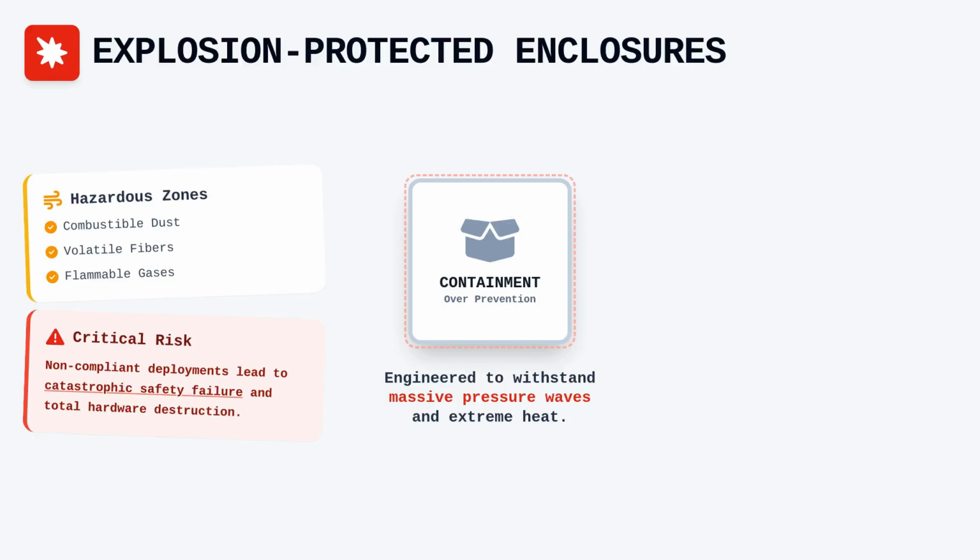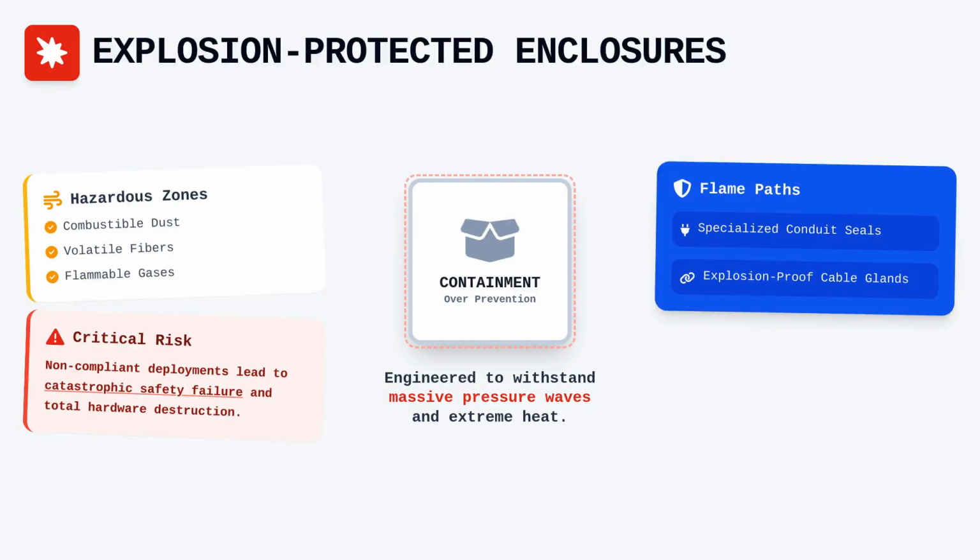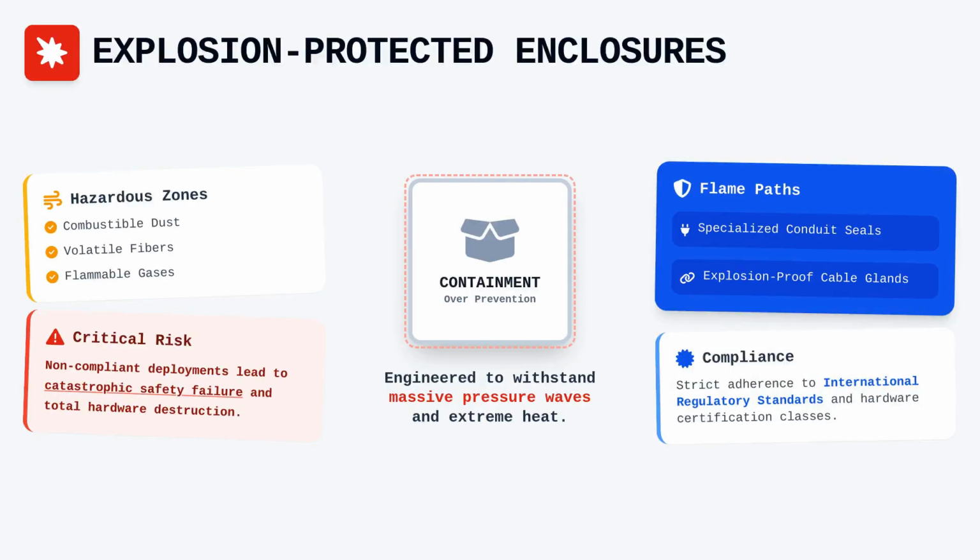This level of hardening requires specialized conduit seals and explosion-proof cable glands that act as flame paths, ensuring that no electric arc or hot gas escapes the controlled boundary. Engineers designing for these sites must be intimately familiar with the certification classes of their hardware, as the cost of a non-compliant deployment is measured not only in hardware destruction, but in catastrophic safety failure.